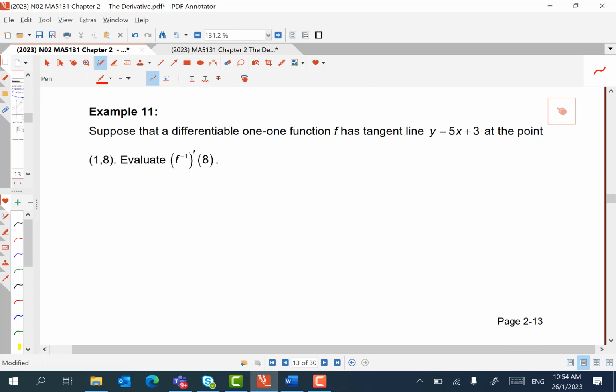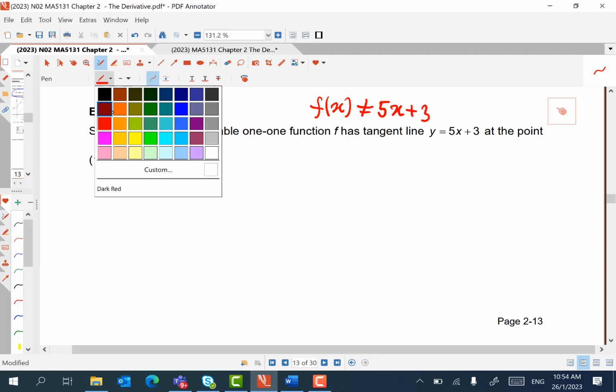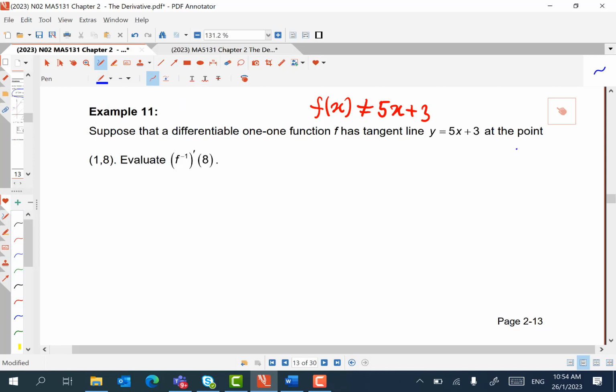For this question 11, read the question. At the onset, I want you to know, some people read the question and misunderstood. Please don't think that f(x) is this value. It's not. And not even f prime x. You should see the diagram like this.